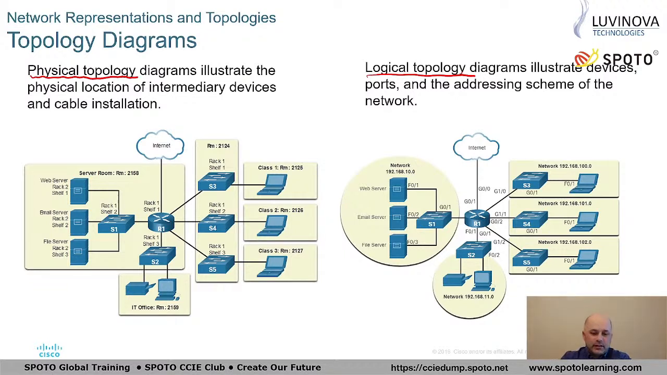What is interesting for physical topology is that it basically gives you the information about the location and physical layout of the servers. As you know, servers or any network equipment in large companies are placed in specific IT rooms. Those IT rooms have IT racks.